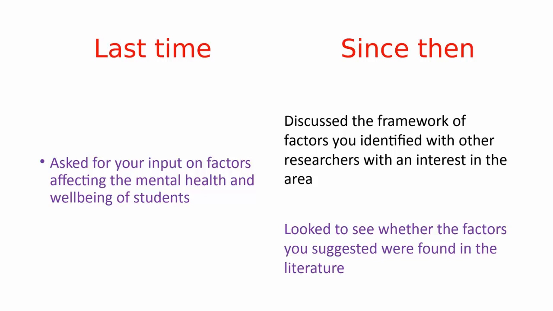Another example: we did a review of factors affecting the mental health and well-being of students. Here, at the beginning of the review, we asked our public advisory group what they thought were the factors that affected mental health and well-being. Then later on in the literature review, we went back to them again, described the factors that we'd found, and did a compare and contrast between what they told us and what we'd found in the literature.